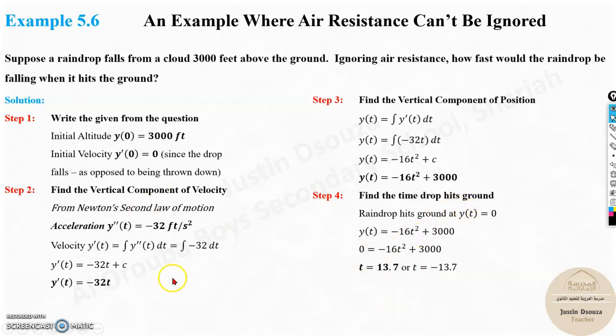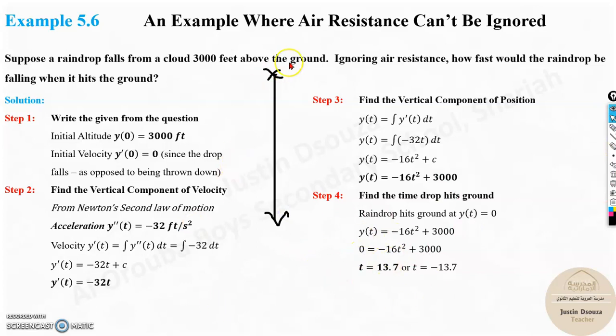Now one thing before I forget, over here you have negative 32. Why is this? Because it's moving downwards. Acceleration is going downwards. So now we got the time at which it hits the ground. From 3000 feet to reach the ground, it will take 13.7 seconds.